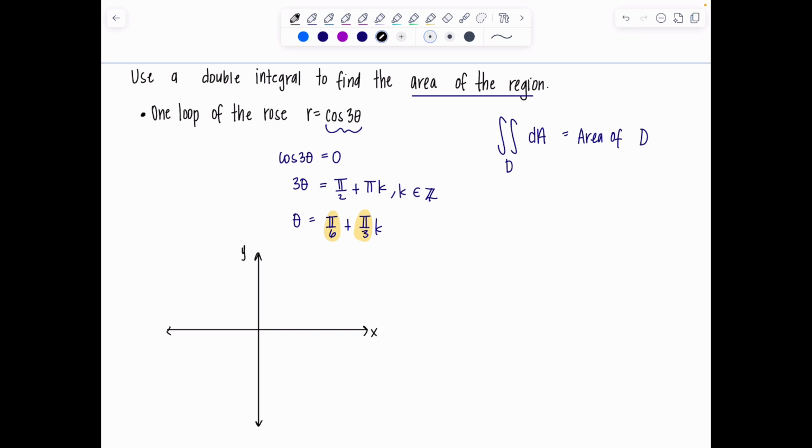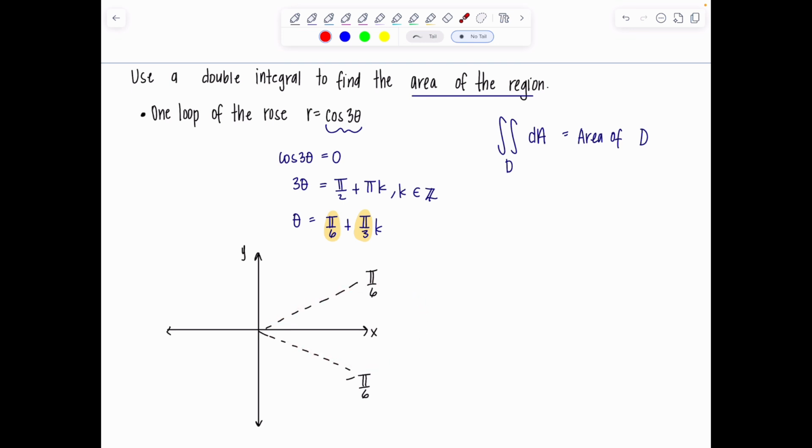Okay, and pi over 6 minus pi over 3 is negative pi over 6. So one petal will get traced out from negative pi over 6 to positive pi over 6. Remember, this is a value at which r is 0. And then it's 0 again every pi over 3. So I could add pi over 3 this way, or I could subtract pi over 3 from it. I think this will just give us a nicer picture.